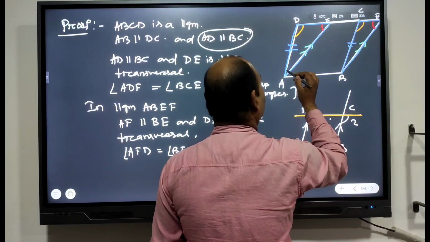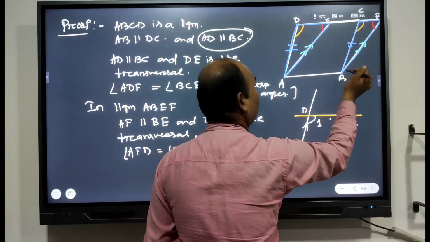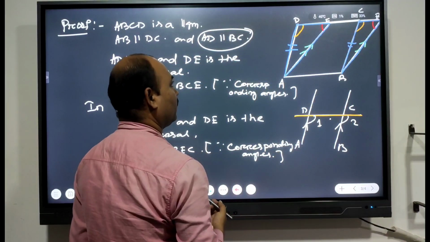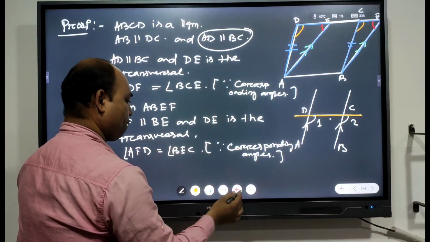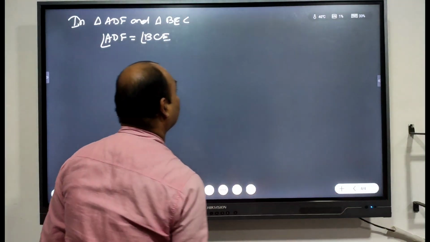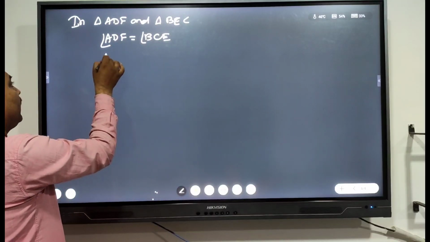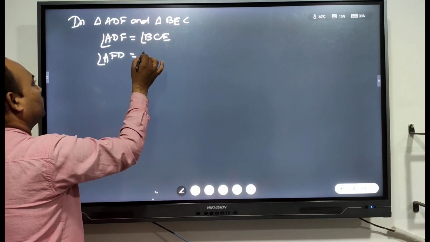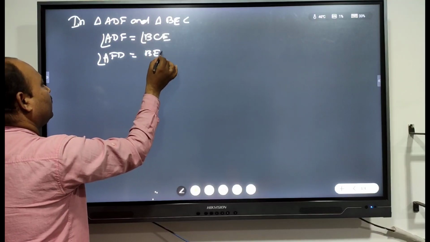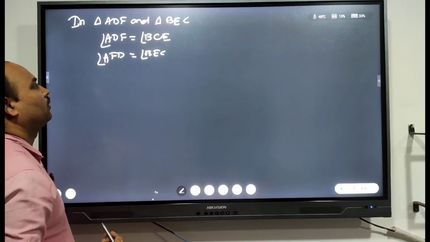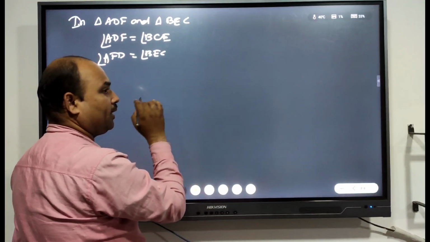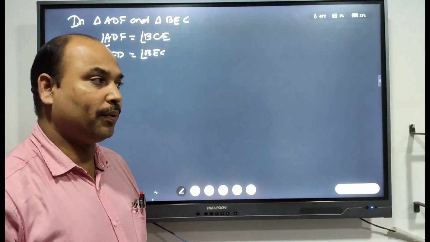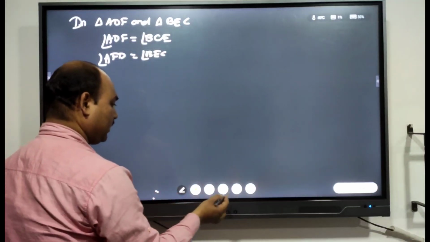Then angle AFD is equal to angle BEC. Second part, angle AFD is equal to angle BEC. Okay. Now it is above, we already have two.